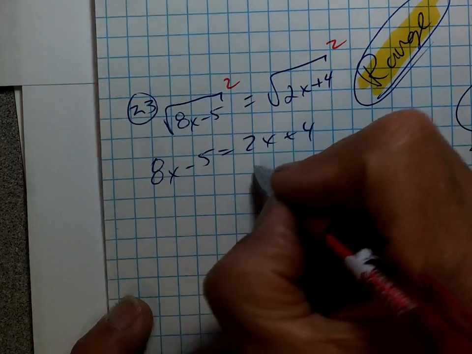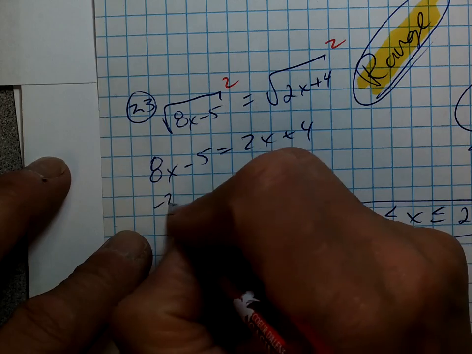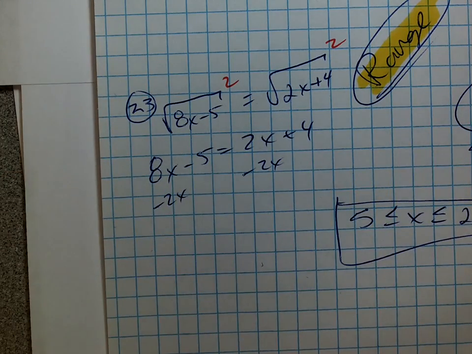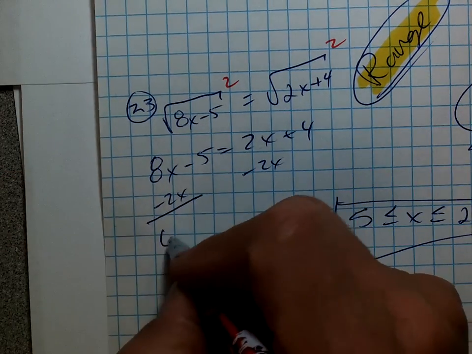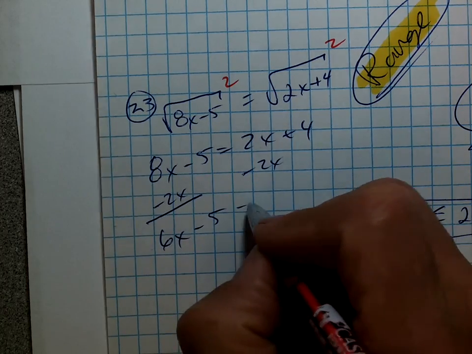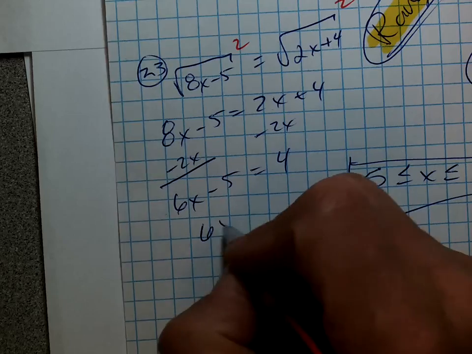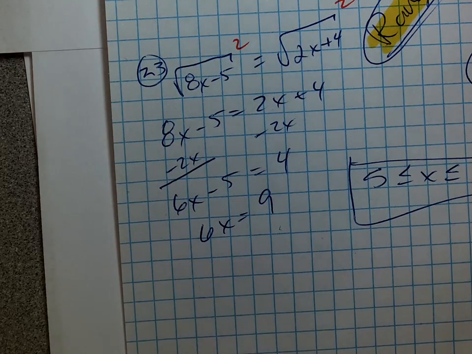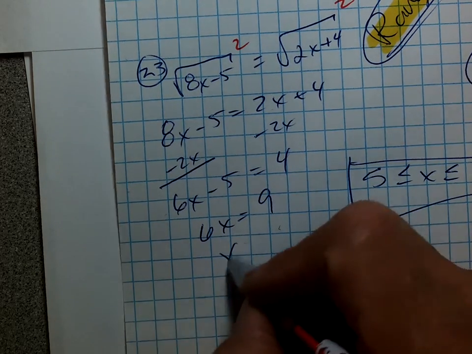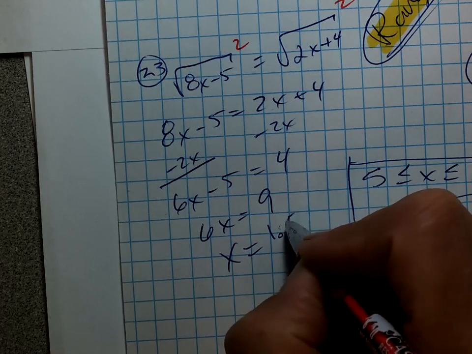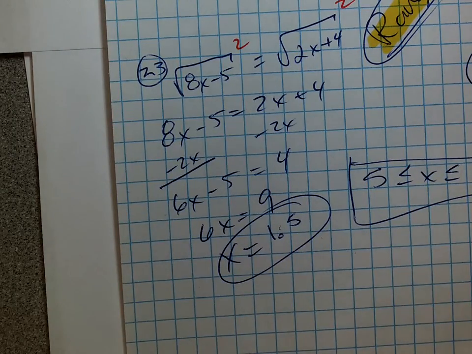Okay. I'm going to go minus 2x to get rid of the smallest x. 6x minus 5 equals 4, right? Plus 5 plus 5, 6x equals 9. Divide by 6, and I think you get 1.5 or 3 halves, right? You guys agree with that?